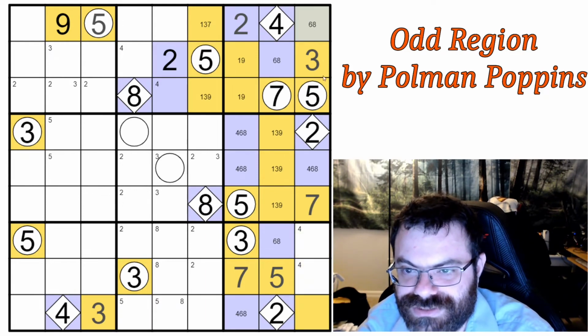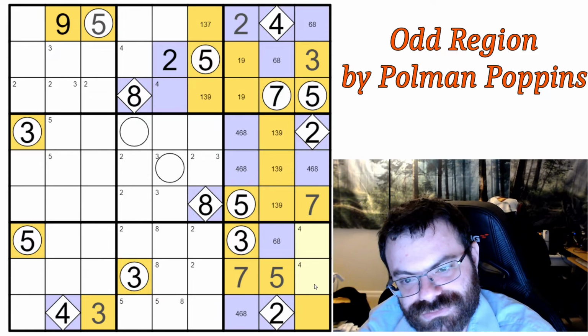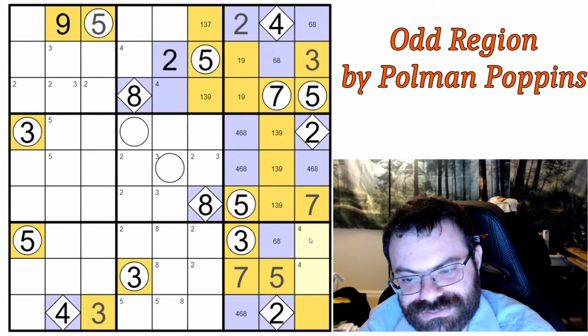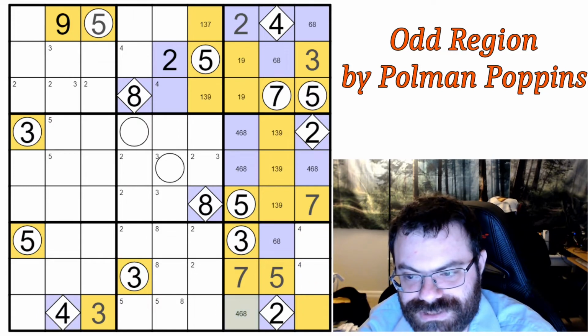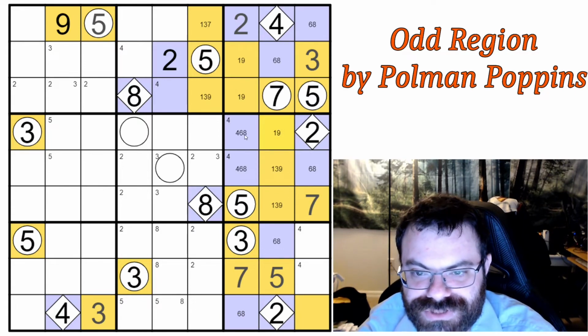This is 6 or 8. Oh, the 4 is... Why did I say the 4 is here? Ah, this can't be 4 because of the 4 in the row. So the 4 is here, so this isn't 4. That's a 6, 8 pair. There's a 4 in one of these two. This isn't 3. Let's just make sure we do our proper cleanup.